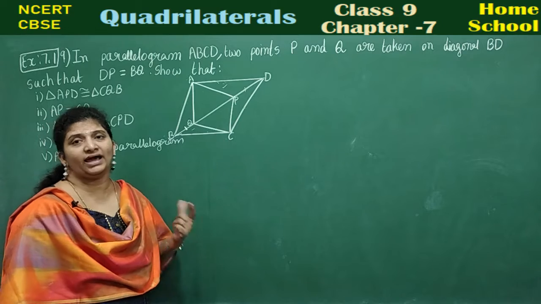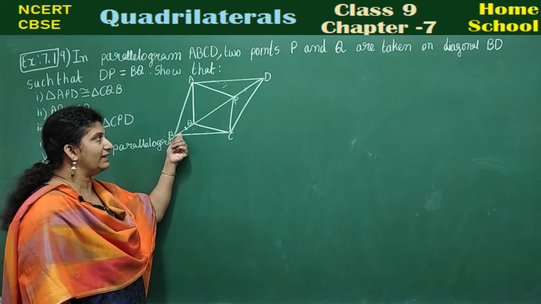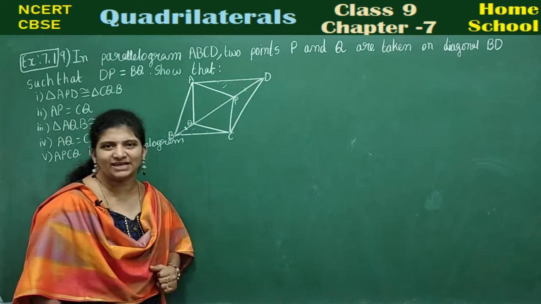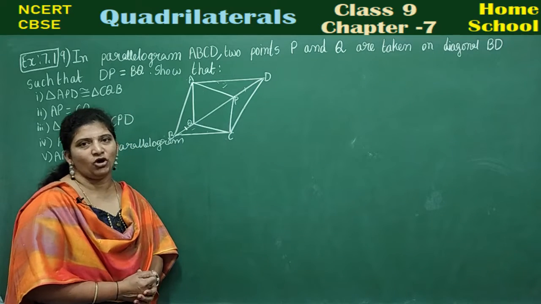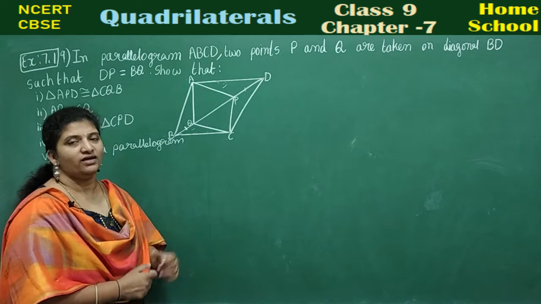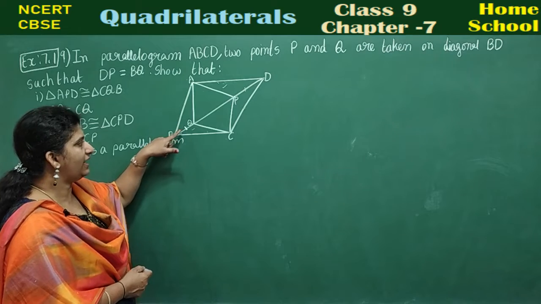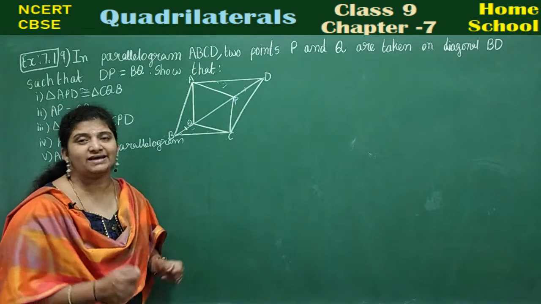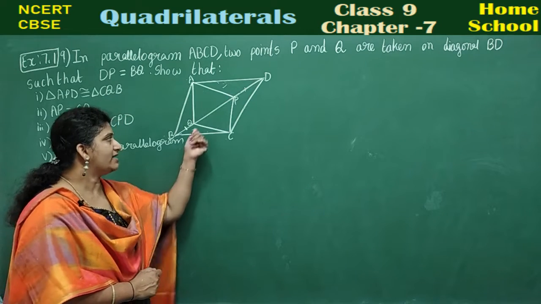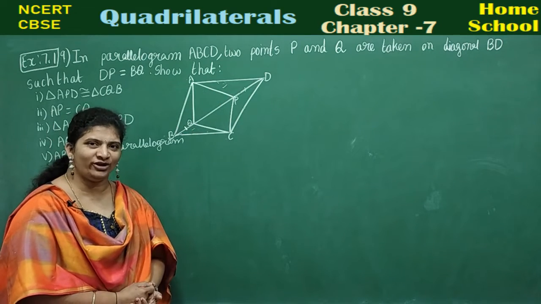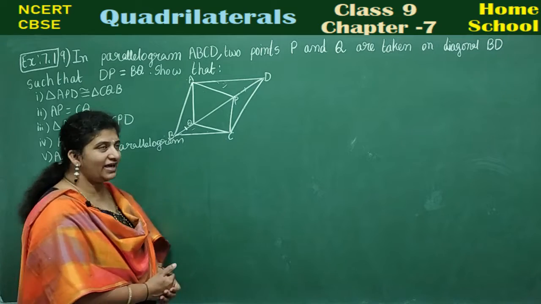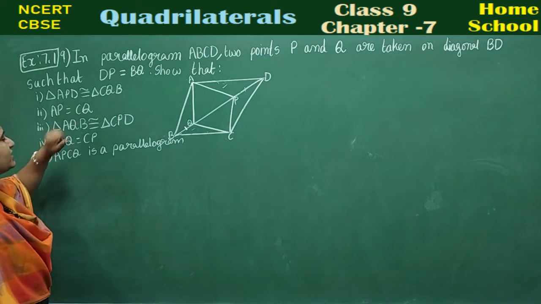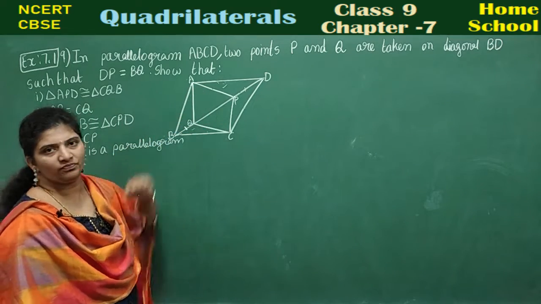Then now what can I prove? This angle is alternate to this angle. In a parallelogram, alternate angles are equal. Therefore, by side angle side, the SAS congruency rule, I say these two triangles are congruent. That's it.